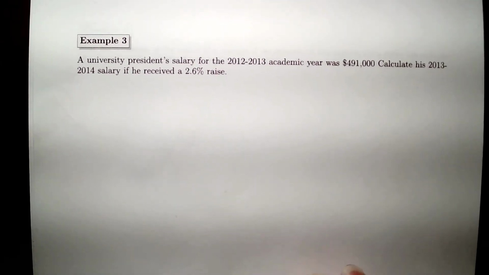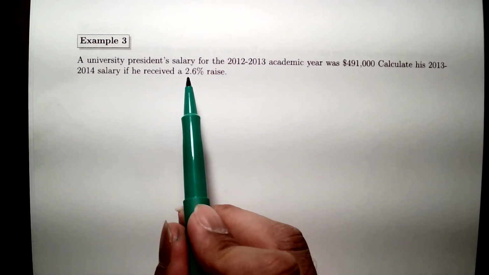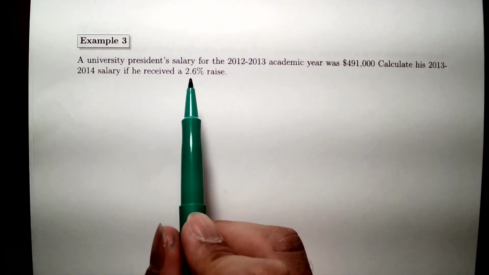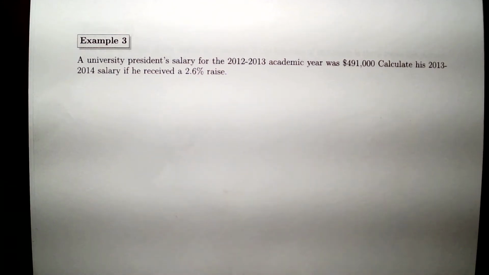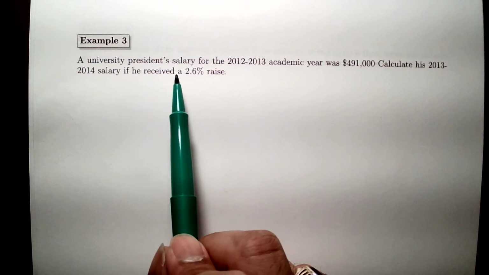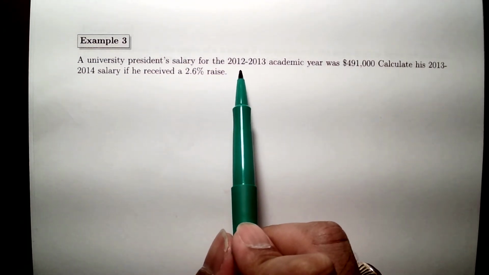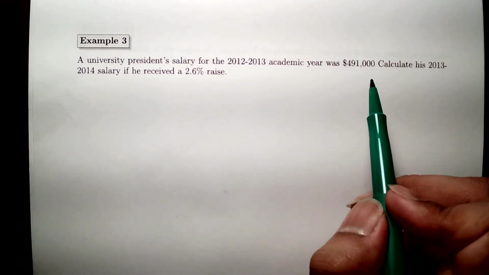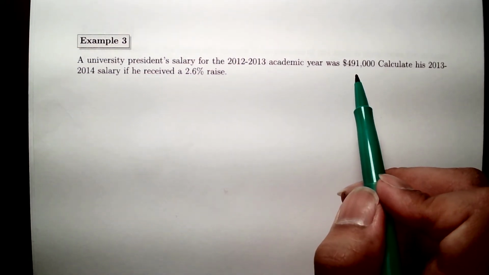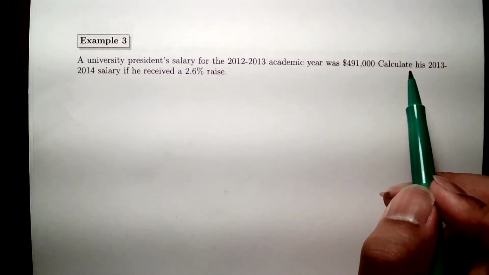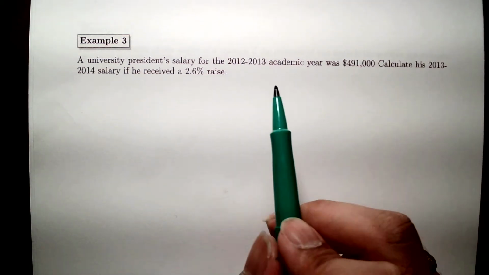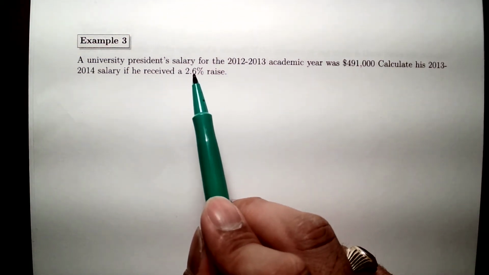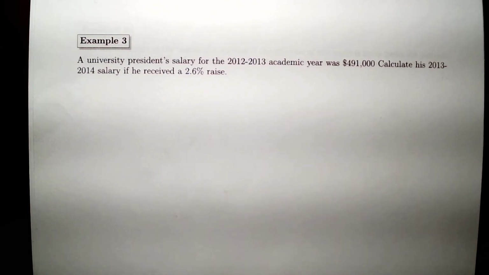Another very typical problem that involves solving an equation is the one that involves percentages. All right. So we have the situation here that a university president's salary for the 2012-2013 academic year was $491,000. Calculate his 2013 to 2014 salary if he received a 2.6% raise. Well, how are we going to do that?